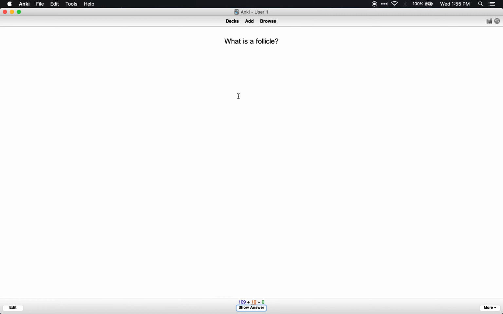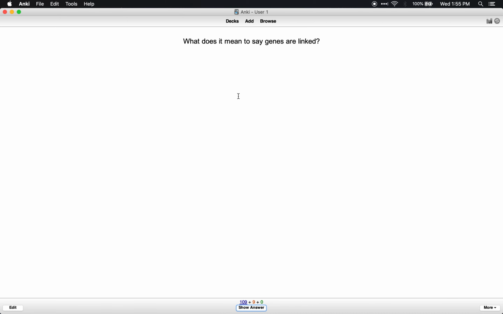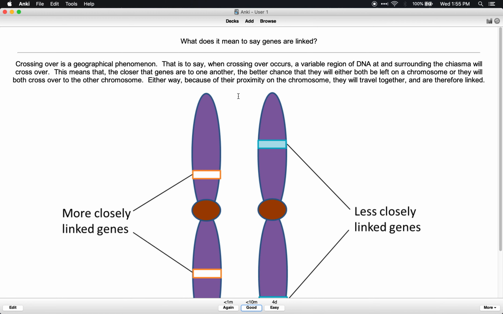A follicle. It's a multi-layer sac that nourishes and protects the immature ova. Genes are linked, meaning they're on the same chromosome.